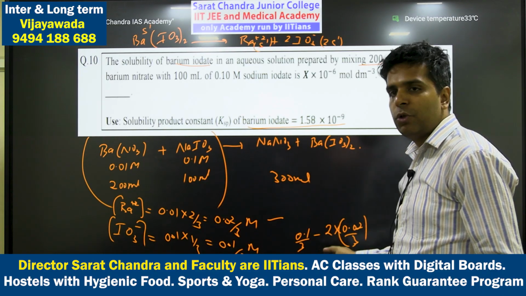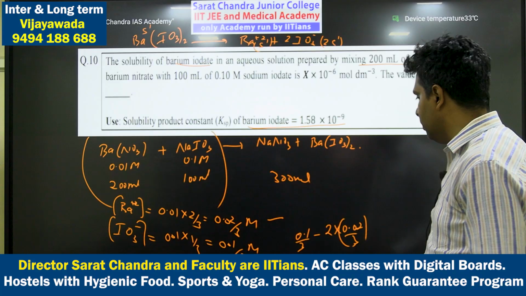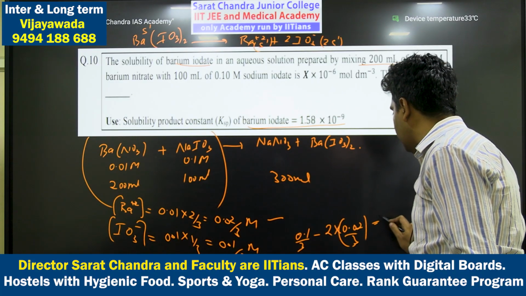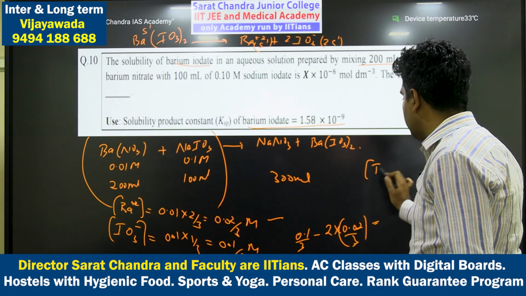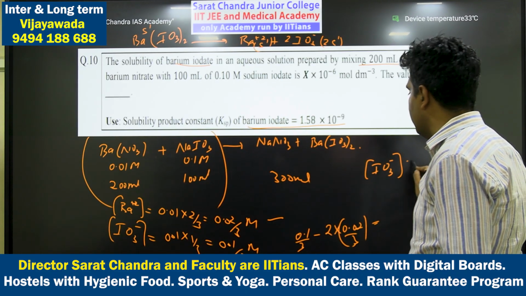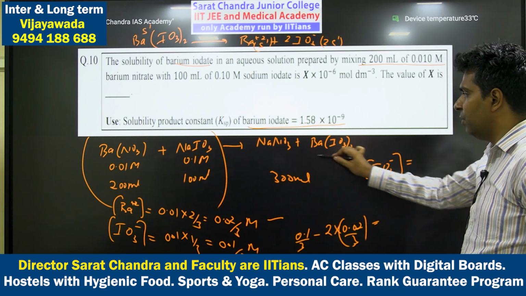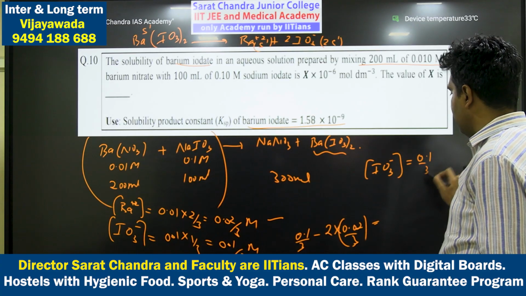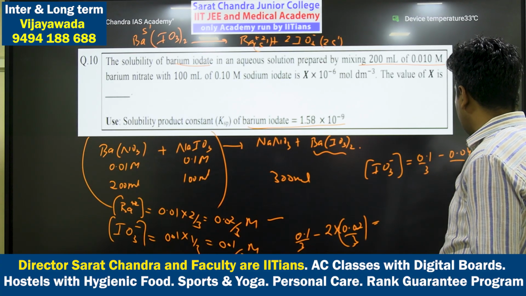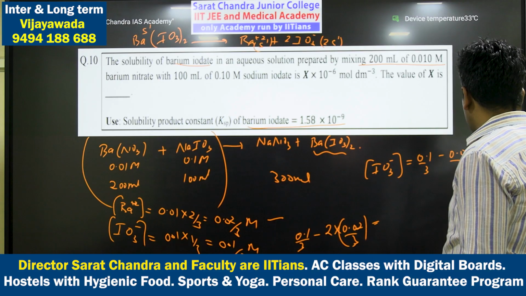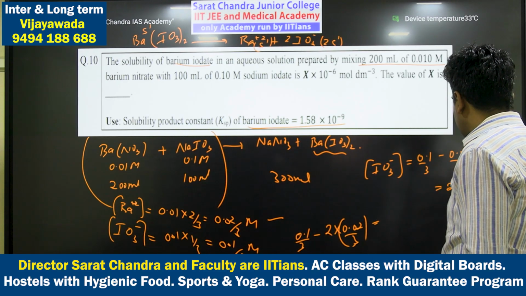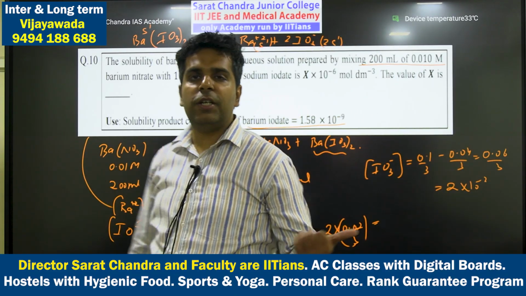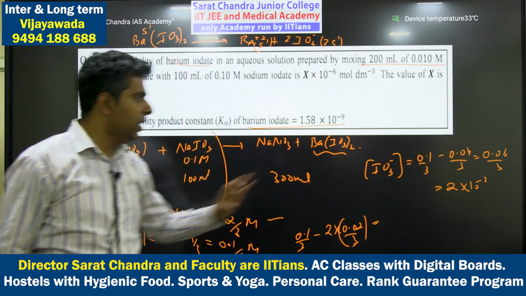So these will be the moles of iodate ion that will be precipitating out in this. So basically the concentration of iodate ion remaining in the solution after precipitation will be how much? 0.1 by 3 minus 0.04 by 3, that is 0.06 by 3, that can be written as 2 into 10 to the power minus 2. So this is the concentration of iodate ion remaining in the solution.